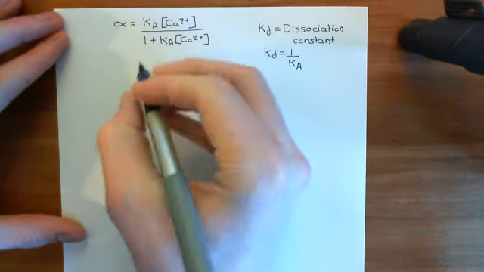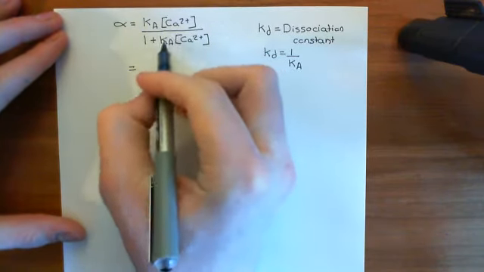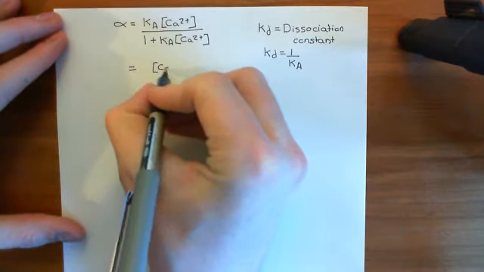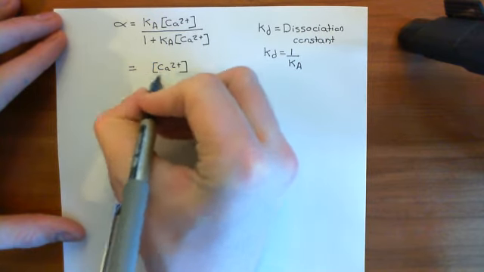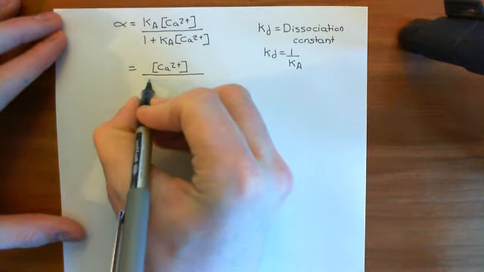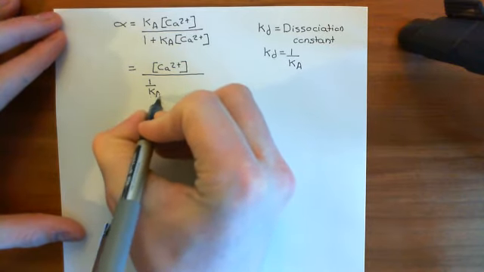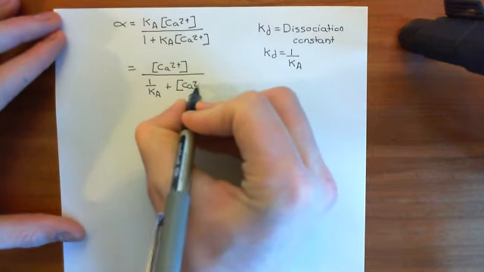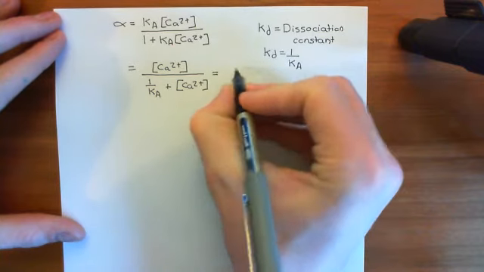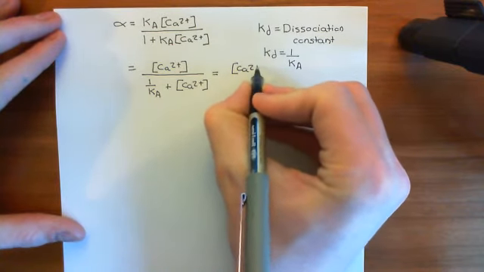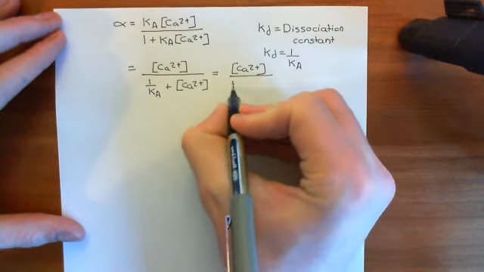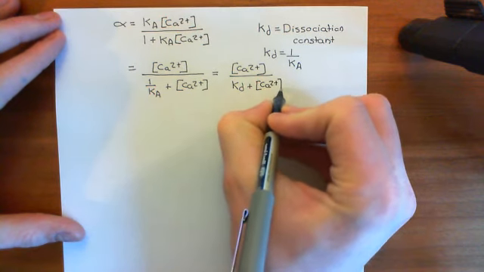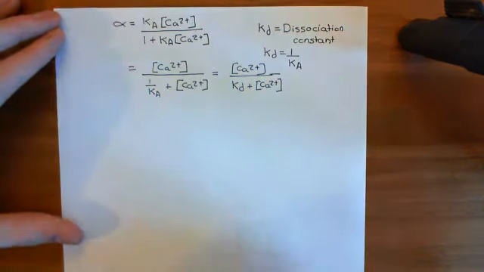Why is this nice? Well, basically we can divide the top and the bottom of this equation by the affinity constant, and then what we'll get is on the top we'll just get the calcium concentration that was within our test solution originally. Then on the bottom we'll get 1 divided by Ka, which I've just said we're going to call the dissociation constant, and then here we'll just get plus the concentration of calcium in our test solution. So this gives us the concentration of calcium in our test solution divided by Kd plus the concentration of calcium in our test solution. Okay, and that's a very nice simple equation.